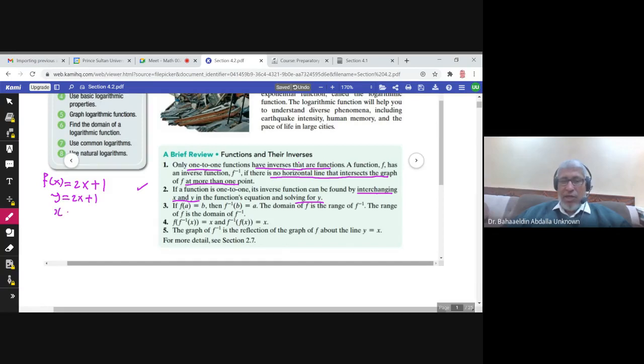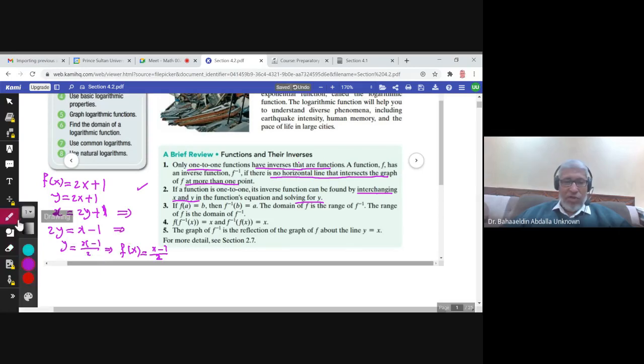and then I interchange x and y. So instead of y, I write x, and instead of x, I write y. Then I solve this equation for y. I take 1 to the other side, and then I divide by 2. So y is x minus 1 over 2. And then I write f inverse of x equals x minus 1 over 2. So this is how we define f inverse. We studied this in Math 001.